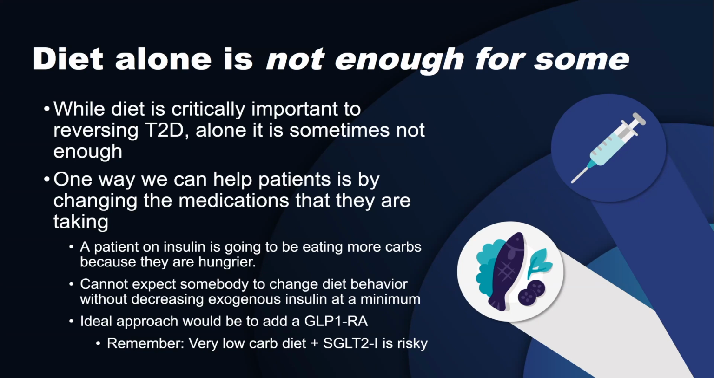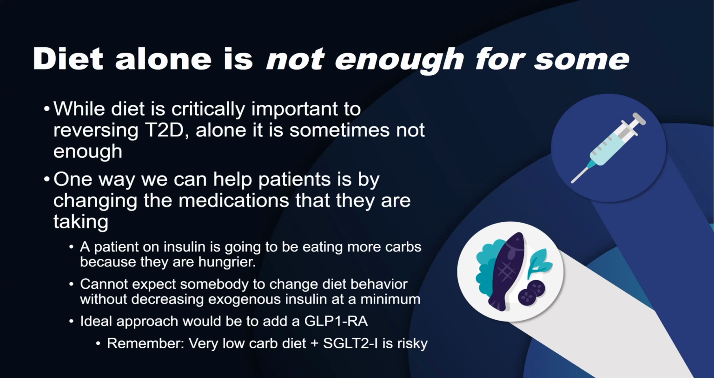One way we can help them is by getting them off insulin. Insulin drives hunger and carbohydrate cravings. That's really one of insulin's jobs in your body. Somebody who's on a lot of exogenous insulin and also producing a fair amount of insulin from their pancreas endogenously is not going to be able to cut out their carbohydrates because of their hunger and cravings.